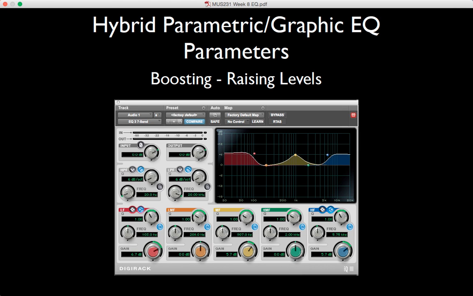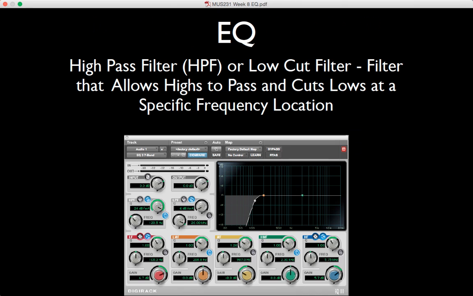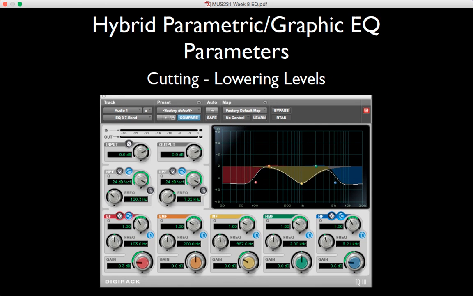This is a Pro Tools EQ, and I'll bring up a Pro Tools EQ in a second here. We already talked about boosting and cutting, but just to clarify, this is the hybrid version. In the hybrid version, you still see a graphical representation. You can actually grab and move. But down below, these knobs are all your parametric. So technically, it's really more of a parametric.